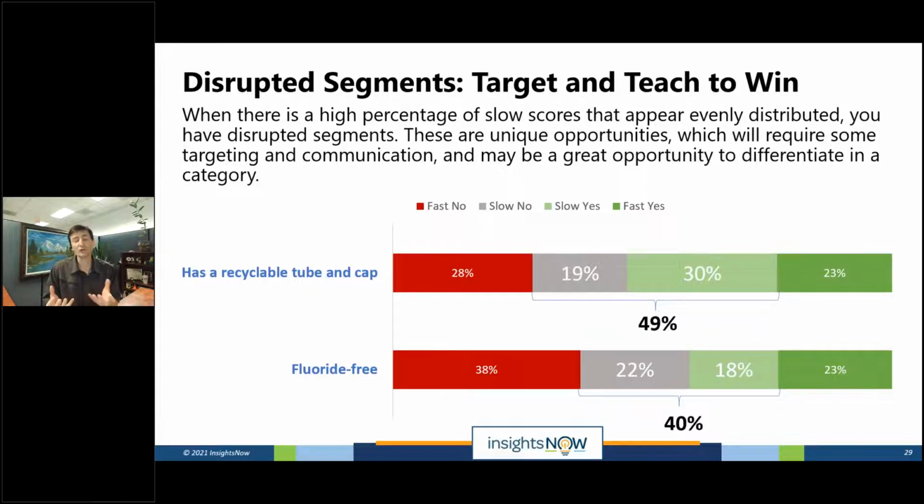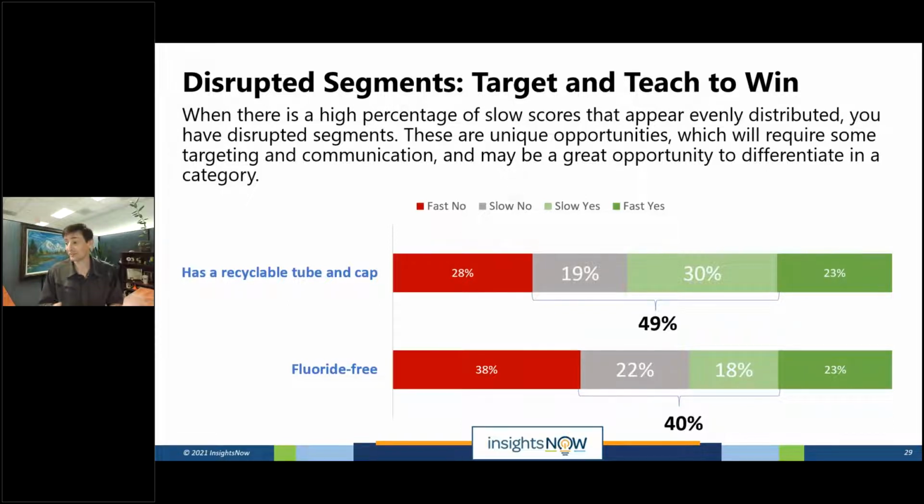So this is a good opportunity to say, okay, there is a group of people out there. This would be highly disrupted. 30% of the people who brush their teeth at night are going to go, oh, I didn't really think about that. And then they're going to say, yeah, I think that's a good thing. So you're going to disrupt their consideration set by focusing on recyclability.